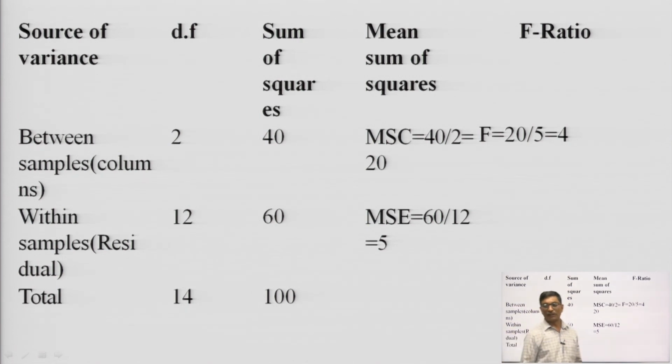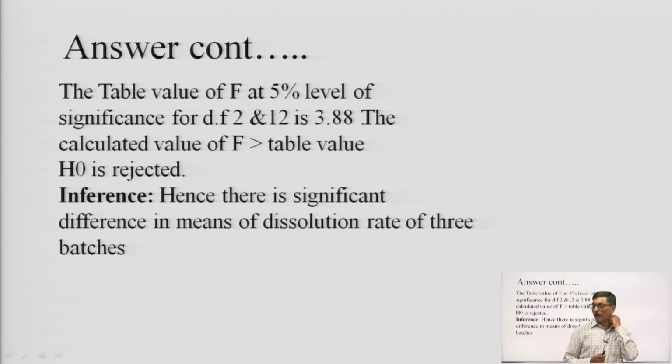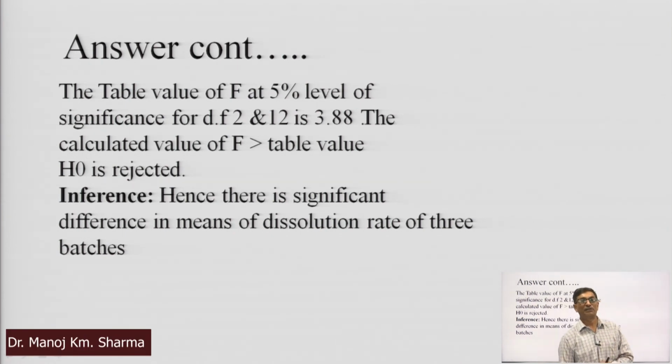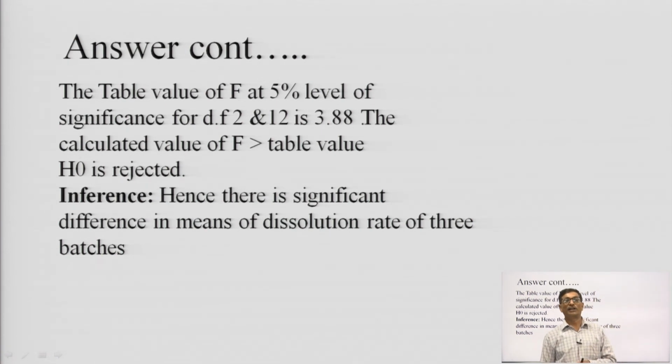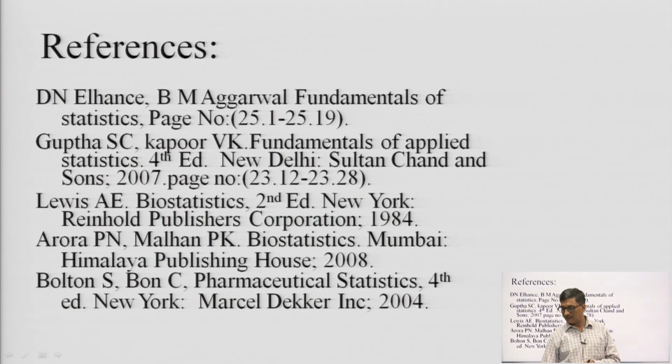Now we put these values in the ANOVA table and we find the mean sum of squares between samples, 40 by 2, and the mean sum of squares within samples, 60 by 12, dividing these values by the degrees of freedom, and we find the value of F is 4. So, this is the calculated value of 4. Now, the tabulated value of F at 5% for degrees of freedom 2 and 12 is 3.88, but our calculated value is 4. So, we reject the null hypothesis, and we say there is a significant difference in the means of the dissolution rate of the 3 batches. Thank you.